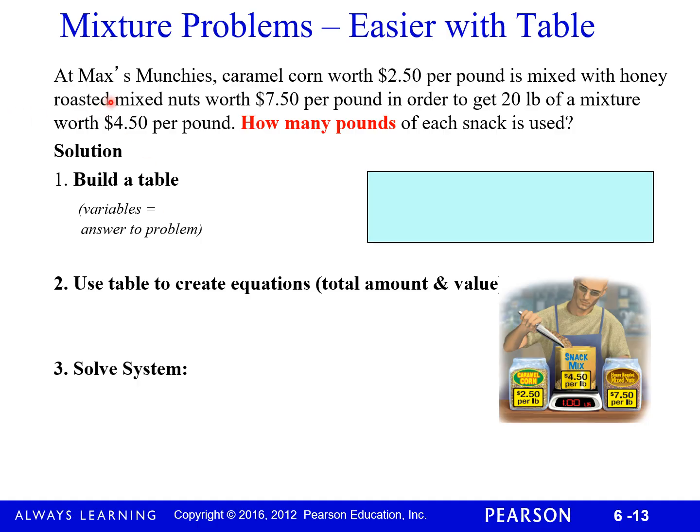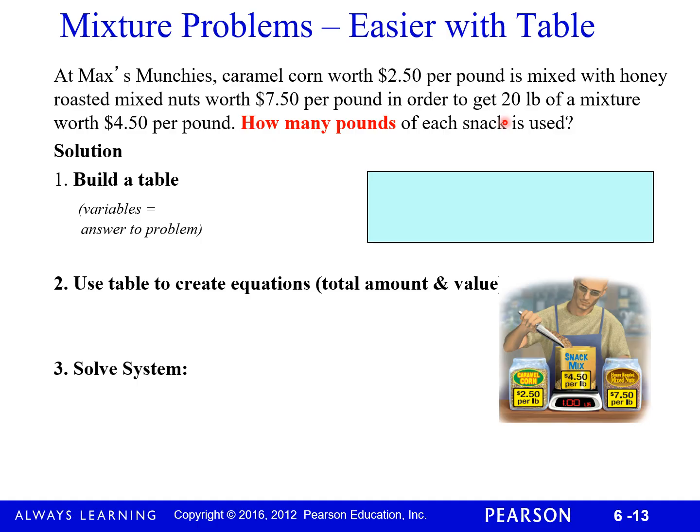At Max's Munchies, caramel corn worth $2.50 a pound is mixed with honey roasted nuts worth $7.50 per pound, in order to get a 20-pound mixture worth $4.50 per pound. How many pounds of each snack is used? This can be a really confusing problem.